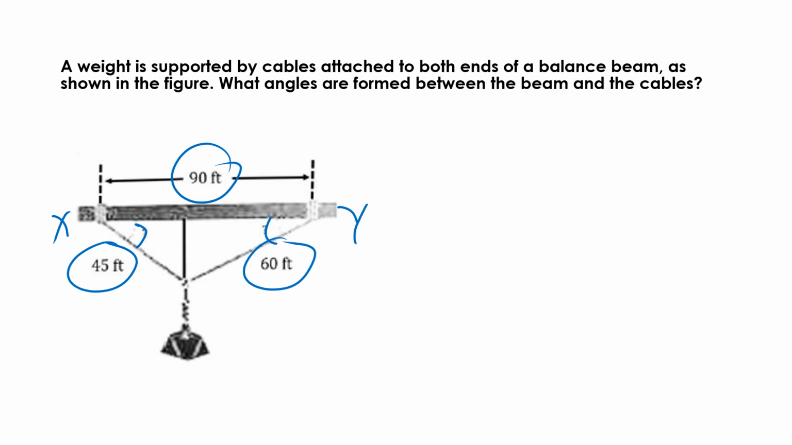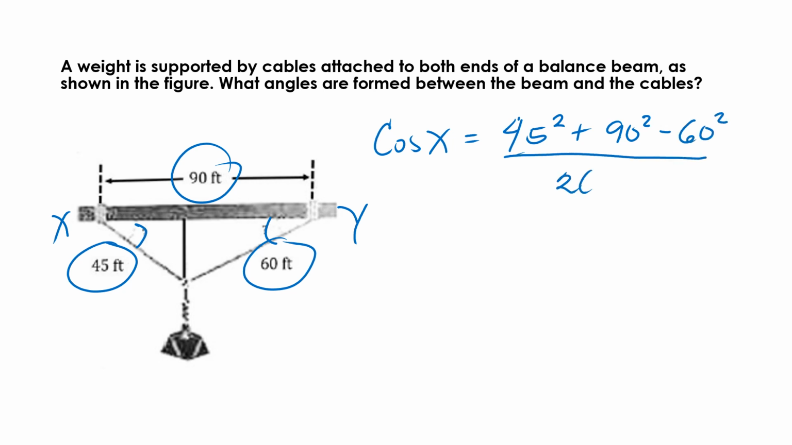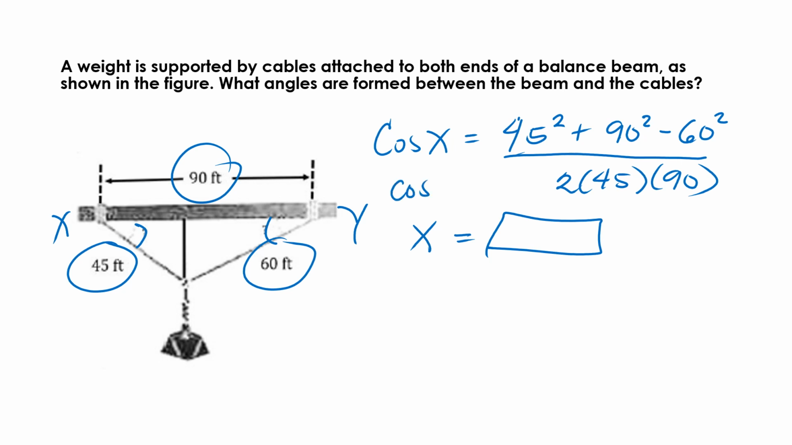Let's start with X. To find angle x, cosine x equals, using these values, 45 squared plus 90 squared minus the opposite side, 60 squared, all over 2 times 45 times 90. Then you take the inverse of cosine and you already have the value of your angle.